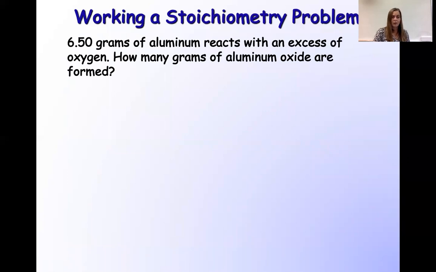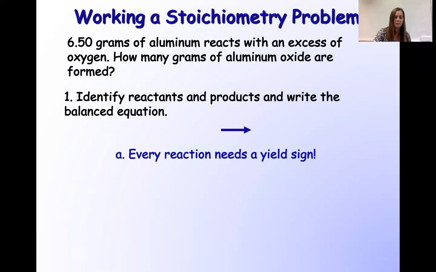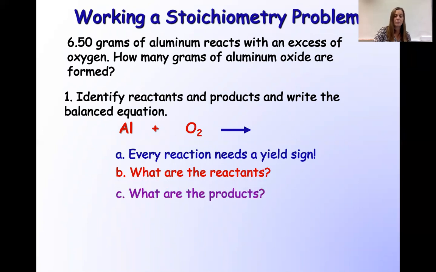So here's our question. 6.5 grams of aluminum react with an excess of oxygen. How many grams of aluminum oxide are formed? So first step is always going to be to write our balanced chemical equation. So our reactants are aluminum and oxygen. Okay, and it asks how many grams of aluminum oxide are formed. So we're going to write our products.